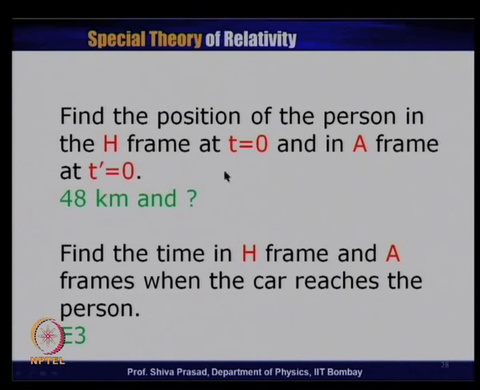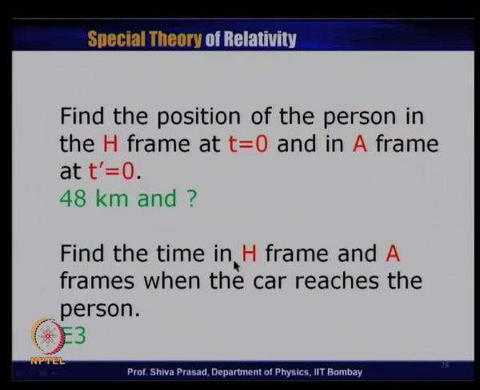But what is the position of the person in the A frame at t prime equal to 0, I have not calculated yet. Because this particular event, whatever we are talking about, is occurring at a different time and different values of x. So this need not be correct. I have to still calculate this particular value.